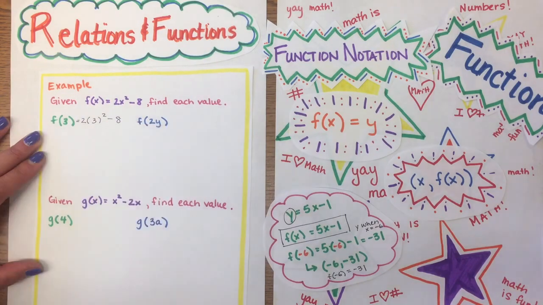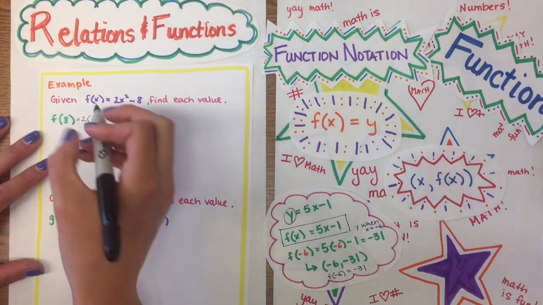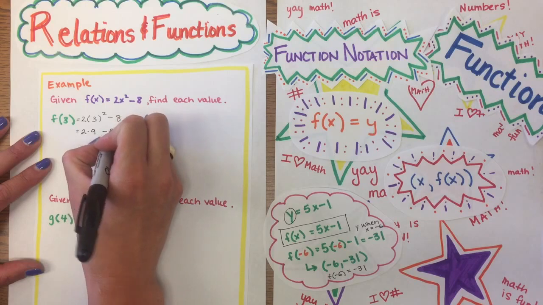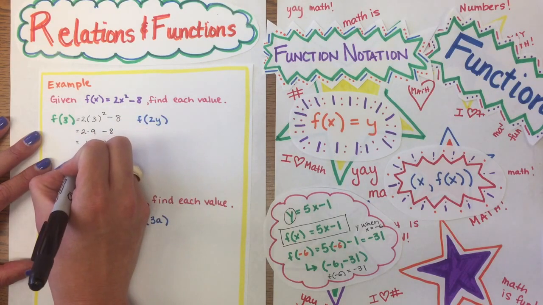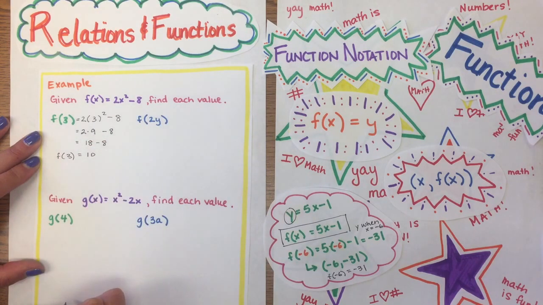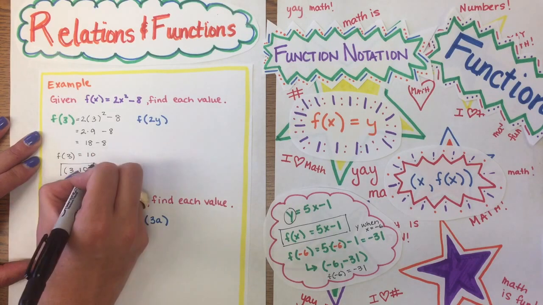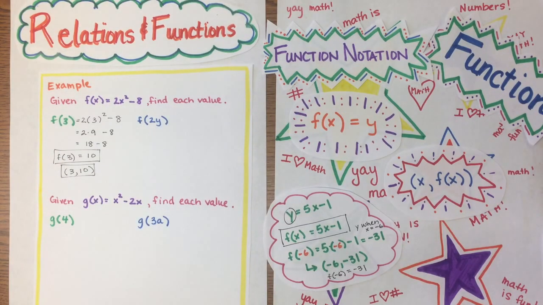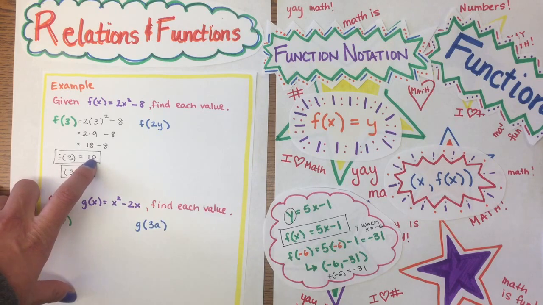So this is 2 times 3 squared minus 8. I now work through my order of operations. 3 squared is 9. So this is 2 times 9 minus 8. 2 times 9 is 18. Minus 8 is 10. So f of 3 is equal to 10, or I can write this as an ordered pair, (3, 10). Both of these indicate that for an x value of 3, a y value of 10 will make a true statement.